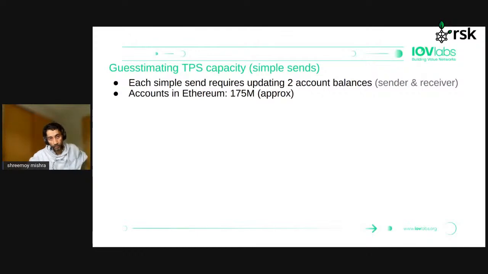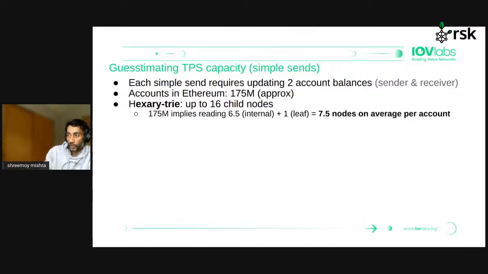So for a simple send, the idea is, if it's a simple send transaction, the simplest possible transactions, what are we going to need in terms of disk I/O? That's where we are going with this. So if we need to read the sender's account and the receiver's account from a trie that has 175 million nodes at the lowest layer, then we take the log and we figure out that 175 million log base 16 is about 7 or 8. So on average, 6.5 internal nodes.